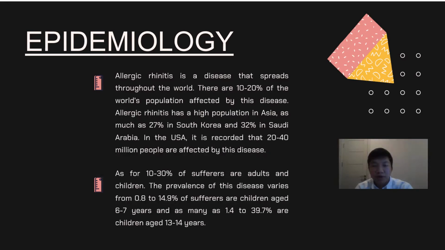Allergic rhinitis has affected a large number of people in Asia, as much as 27% in South Korea and 32% in Saudi Arabia. Meanwhile, in the USA, it is recorded that 20 to 40 million people are affected by this disease. 10 to 30% of the adult general population are sufferers of allergic rhinitis. As for children, the prevalence of this disease varies from 0.8 to 14.9% of sufferers aged 6 to 7 years and up to 39.7% of children aged 13 to 14 years. Therefore, it is considered one of the most common chronic diseases in the world.